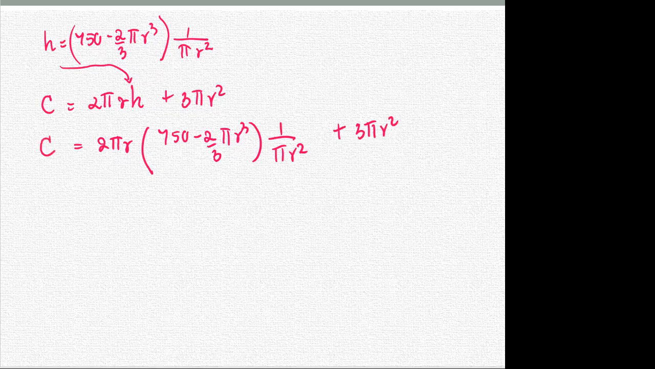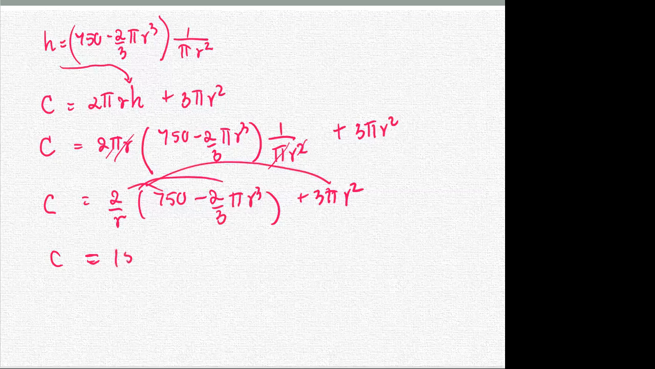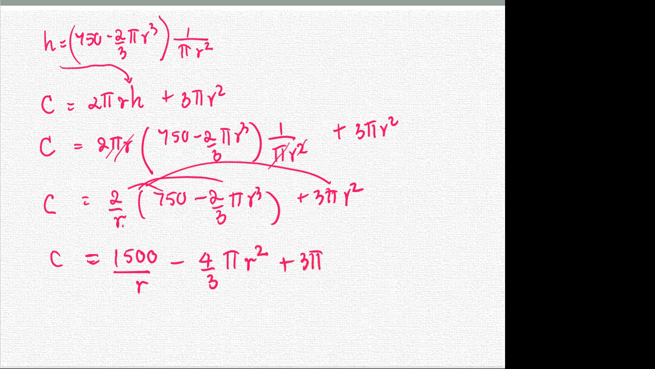So this is the cost. And as you see, it's convenient that pi and r can be reduced. We still have one r left. So 2 over r multiplied by 750 minus 2 over 3 times pi r to the third, and then plus 3 pi r squared. This is more complicated than the box problem because there are more terms involved. Right now we just clean up to get ready for the next step. So we have 1500 divided by r minus 4 over 3. If you multiply 2 over r to this term, 2 times 2, we get 4, divided by 3, and the power 3 reduces to be pi r squared, and then plus 3 pi r squared.